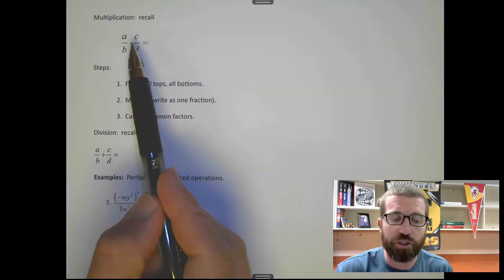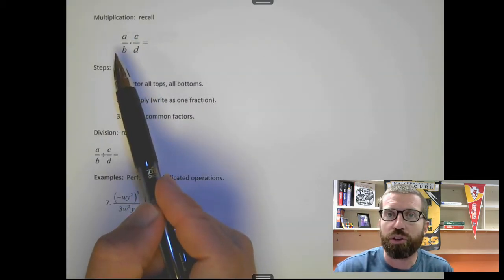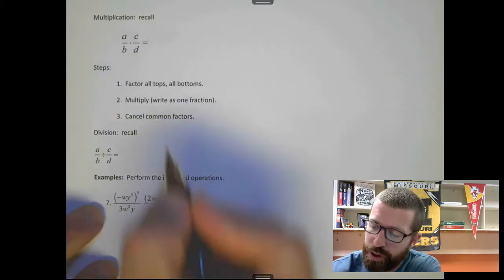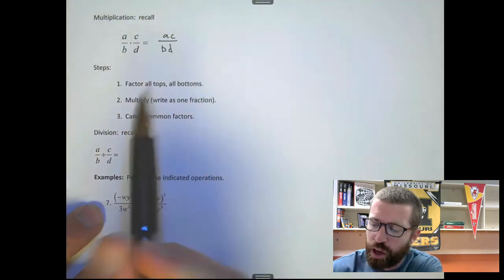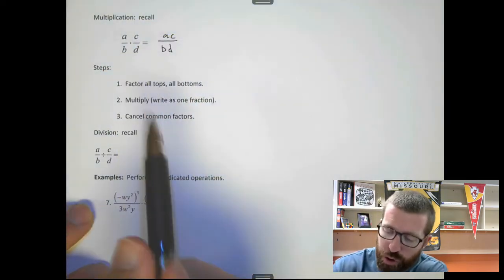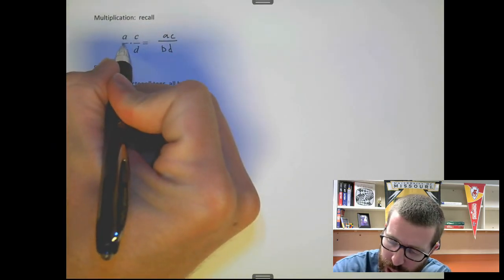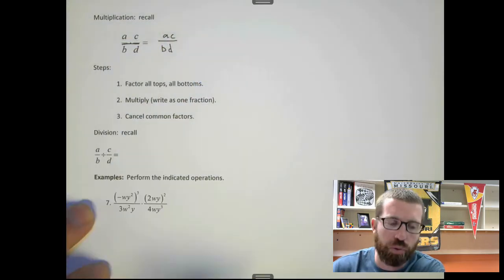When multiplying fractions, remember the rule is to multiply straight across. And so this becomes AC over BD. It is almost as if, when multiplying, you could just connect those fraction bars. Just make it one big fraction.